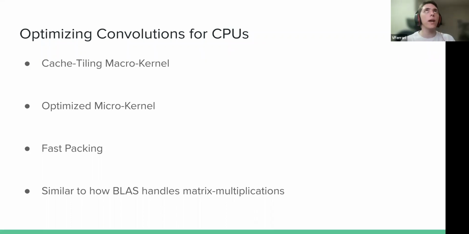So the best way of optimizing convolutions for CPUs is to not try to fit a square peg in a round hole, but just put it in the square hole. And that's what we did in our algorithm. So let's talk about that for a while.